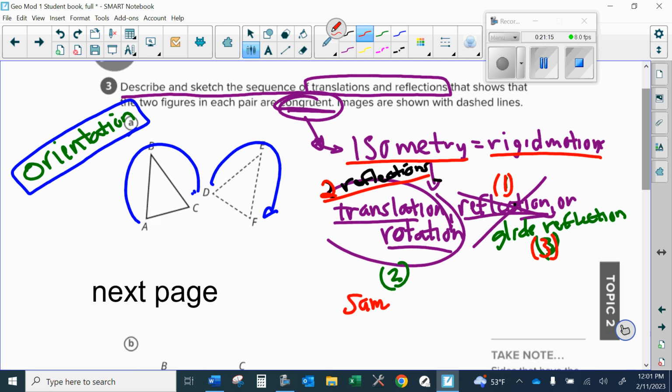Same orientation. We talked about this before for both the translation or rotation. And single reflection and glide reflection have opposite orientations. Okay, so by checking their orientation, I can wipe out two of them. Okay, I can wipe out either reflection or glide reflection, or I could wipe out the translation or rotation. So let's see.